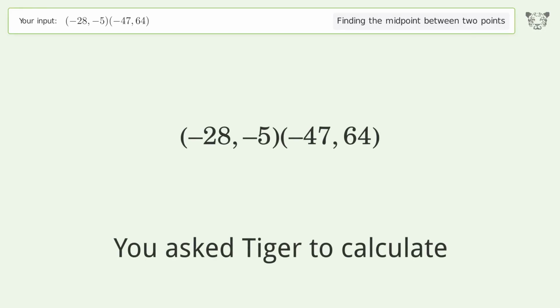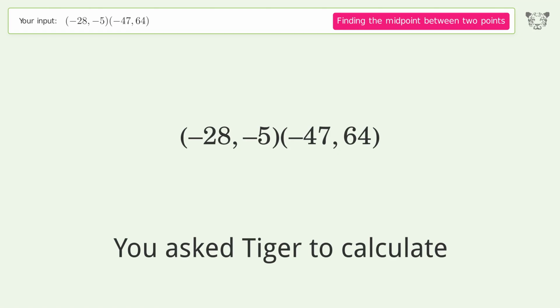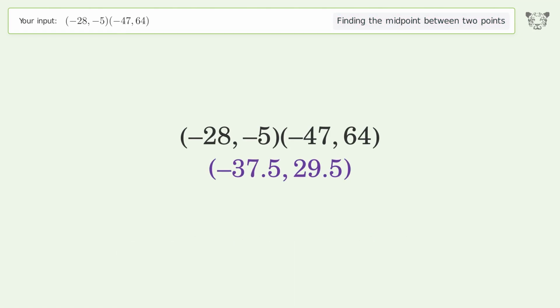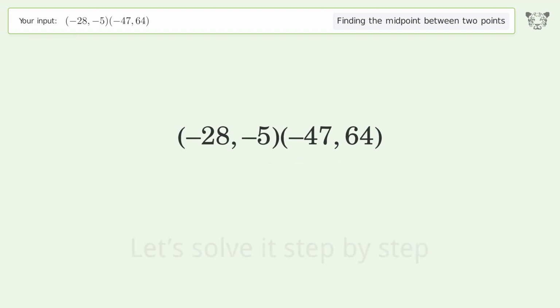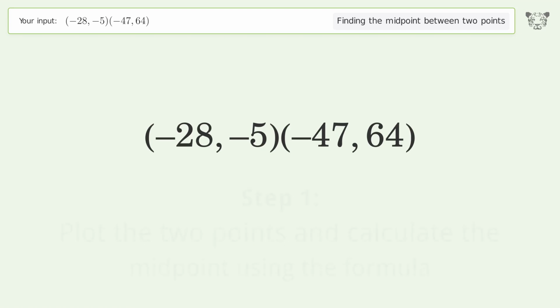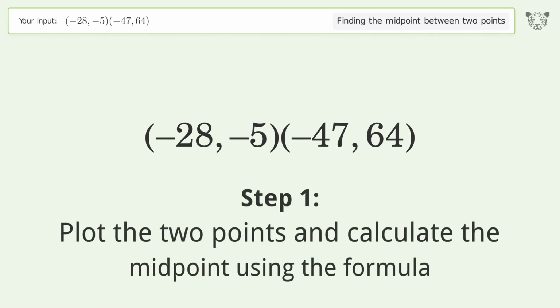You ask Tiger to calculate. This deals with finding the midpoint between 2 points. The midpoint between the 2 points is negative 37.5, 29.5. Let's solve it step by step. Plot the 2 points and calculate the midpoint using the formula.